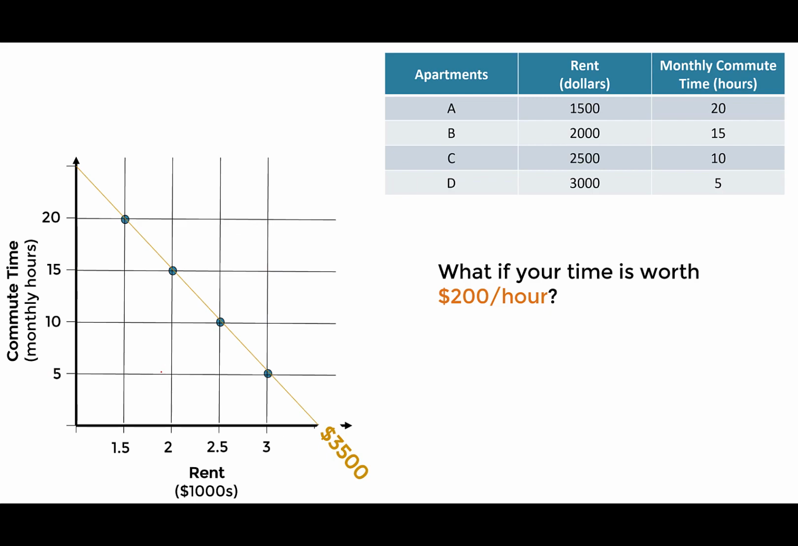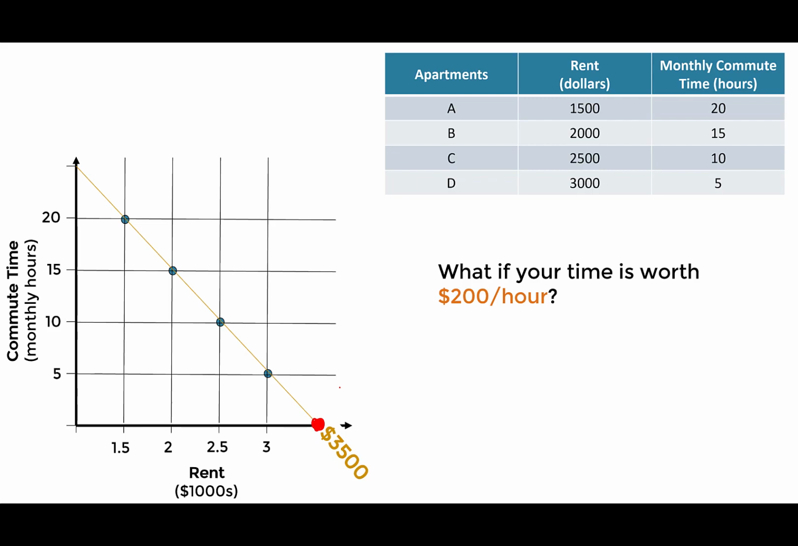But what if your time's worth $200 an hour? What happens to this graph? At $200 an hour, we're going to start down here on the very bottom axis where our commute time is 0. If our commute time is 0, then our monthly cost is totally based on rent. And this point down here is still going to be $3,500, whether the value of your time is $200, $500, $100 an hour.